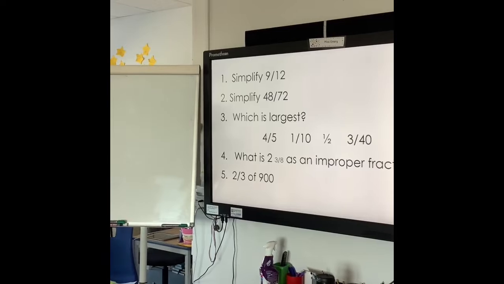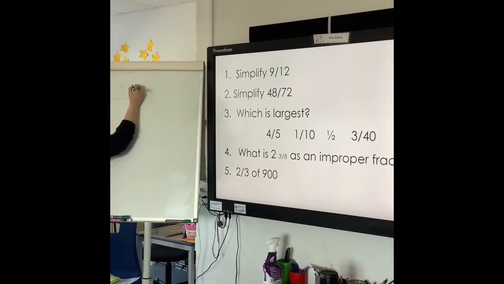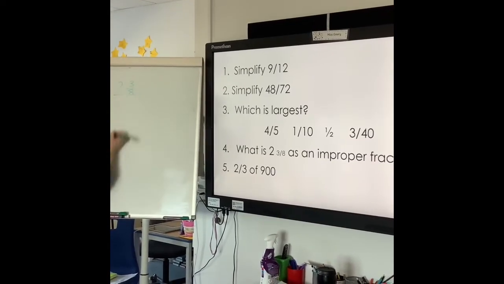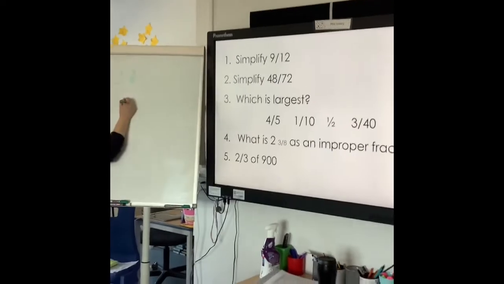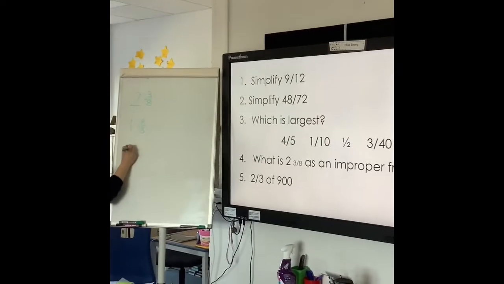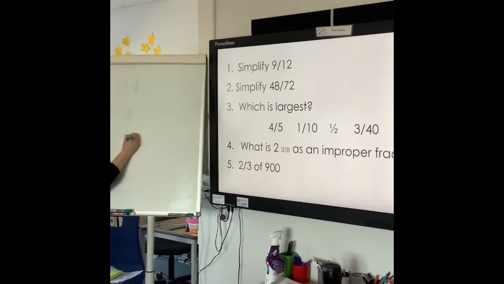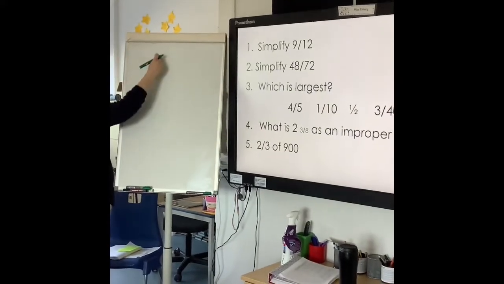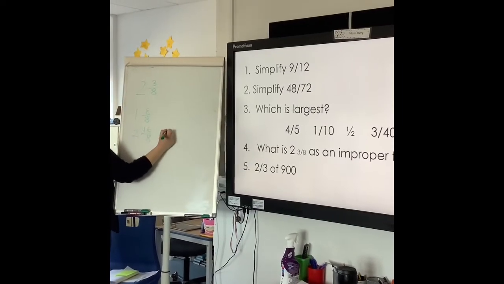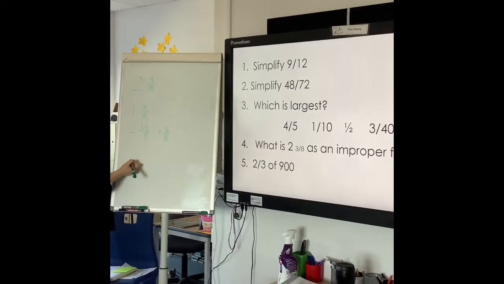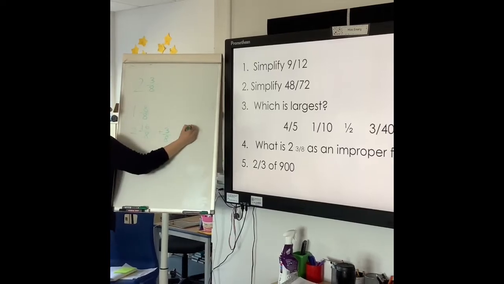Number 4, what is 2 and 3/8 as an improper fraction? So I know that 1 whole is the same as 8/8, so I know that 2 wholes is the same as 16/8. I then have 2 wholes and 3/8, so I need to add a further 3/8 to my 16, which gives me 19/8.